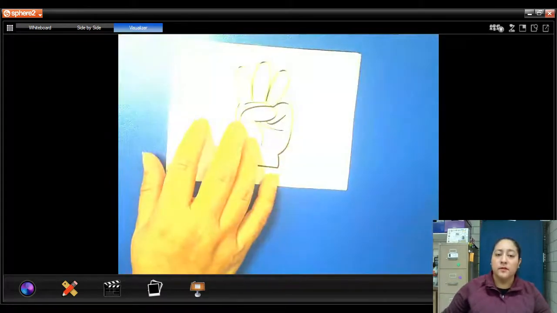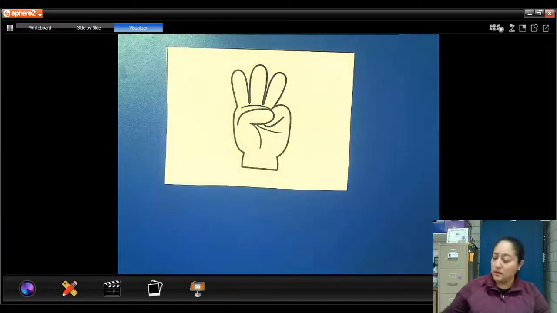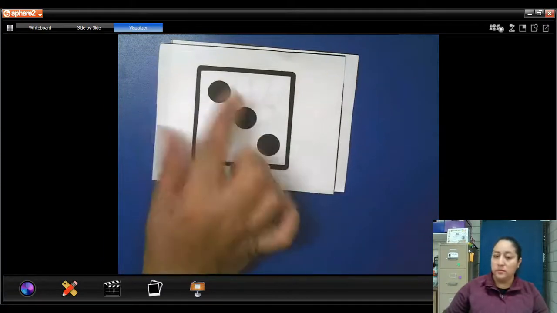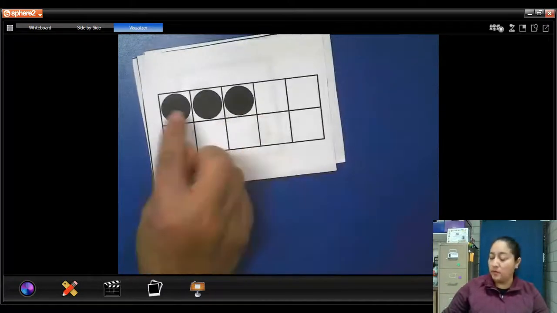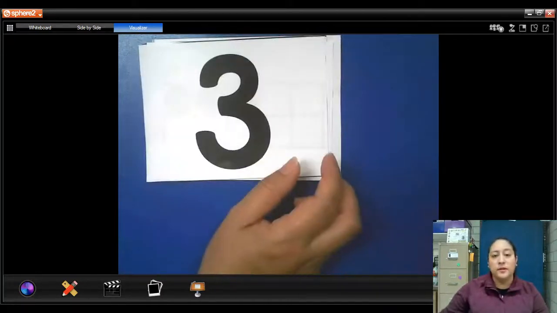How many fingers are there? 1, 2, 3. And how many dots? 1, 2, 3 again. And how many dots in the 10 frame? 1, 2, 3 again. All right, and this is how number 3 looks. All right, so we're moving on to the next number.